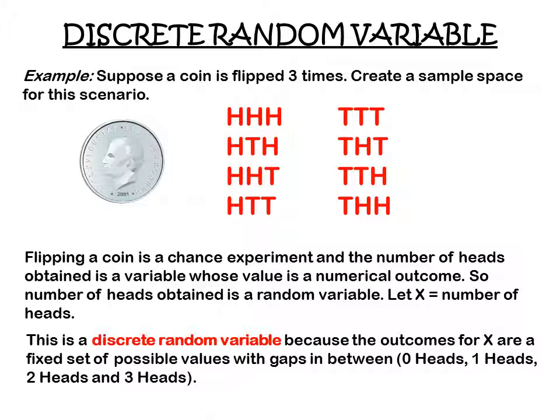Capital X is a discrete random variable because the outcomes for X are a fixed set of possible values with gaps in between. So the results of capital X would be 0 heads, 1 head, 2 heads, and 3 heads. It's not possible in this experiment to get 0.7 heads. It's not possible to get 2.3 heads. So therefore our variable is discrete.